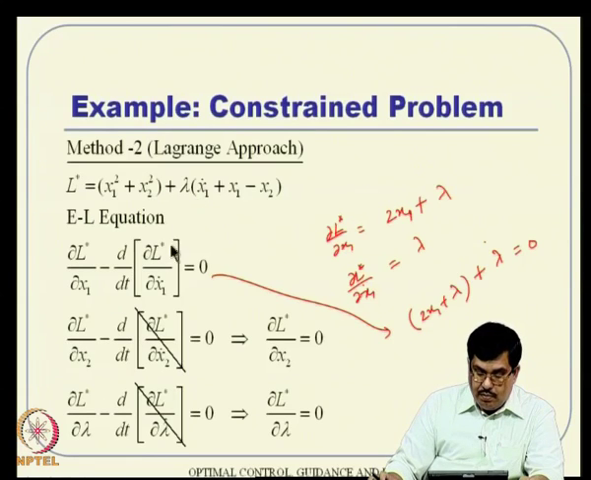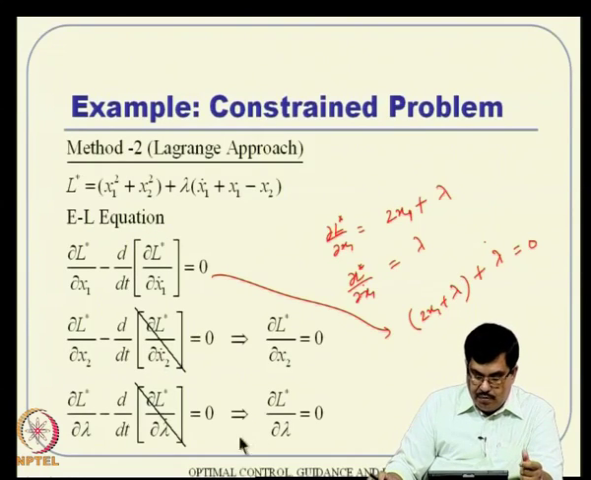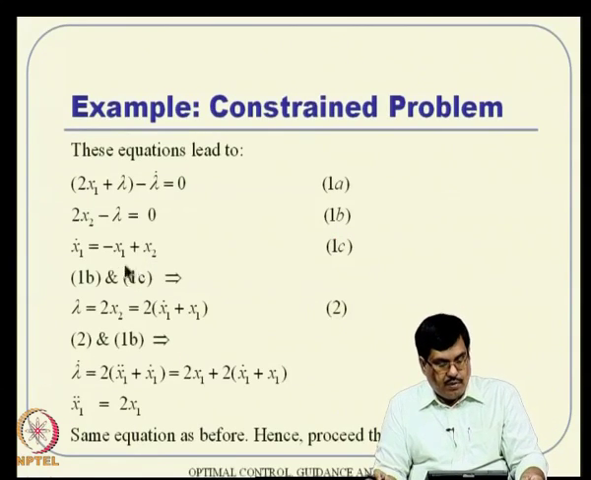Similarly, when you do this algebra of del L star by del x2, all that you have here is 2x2 minus lambda. So, that is 2x2 minus lambda equal to 0. And similarly, the other one is very straightforward. All the coefficients of lambda have to appear, and that is nothing but the same constraint equation. That is how we get it here.